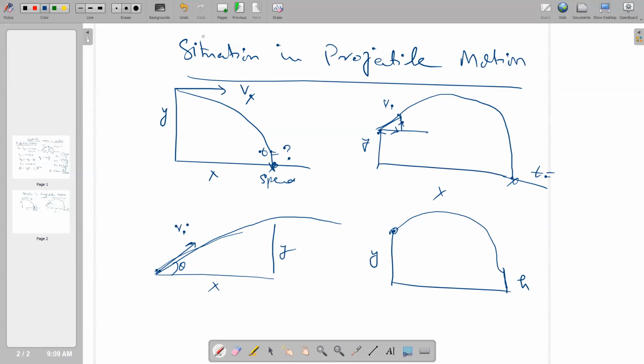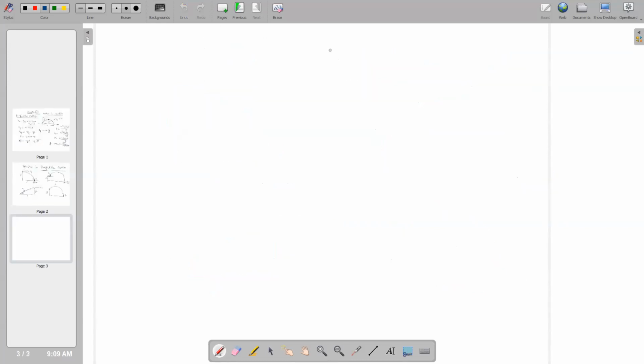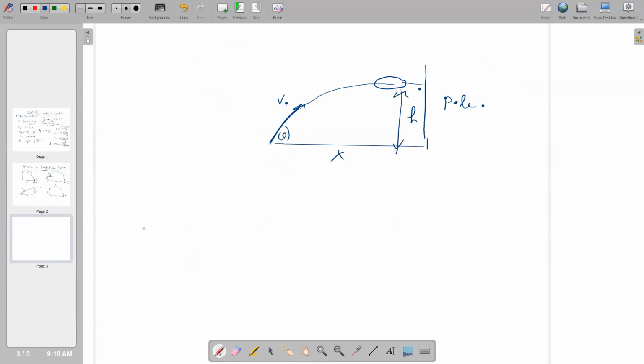After this, we have another situation. If this is a pole, and on this pole we have a basketball basket, you can throw a ball here and put it in the basket. So what is the initial velocity? What is the angle? And what is this basket height? This is also important. And how much is the distance from here? This is one situation.